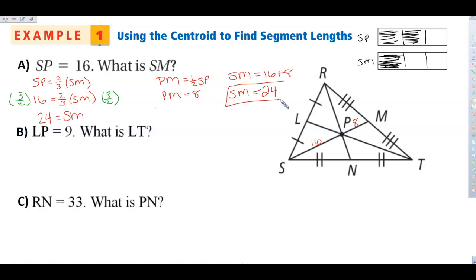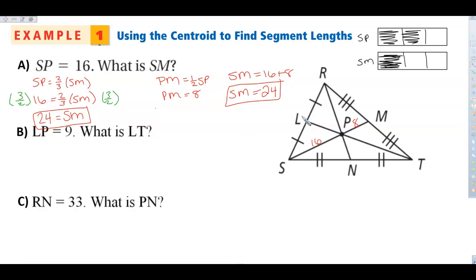Okay? Either way, you are welcome to do this whatever way you would like to. I like to go, oh, okay, this is 16, that makes this 8, so I'm going to add them together. That's me personally. But you can say, all right, I know that it's 2/3 the whole thing, and set it up this way. Either way, no big deal. Whatever you choose, whatever you like. All right, let's look at the next one.